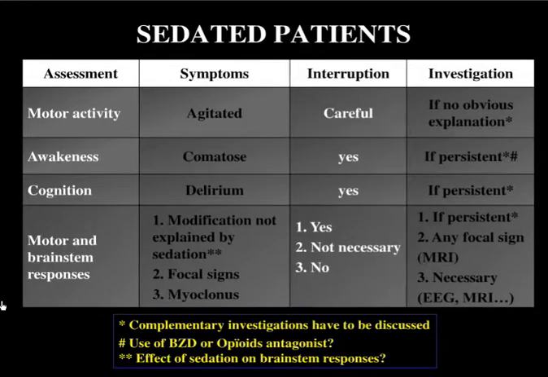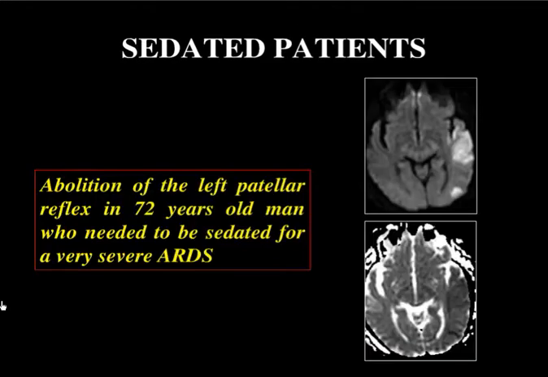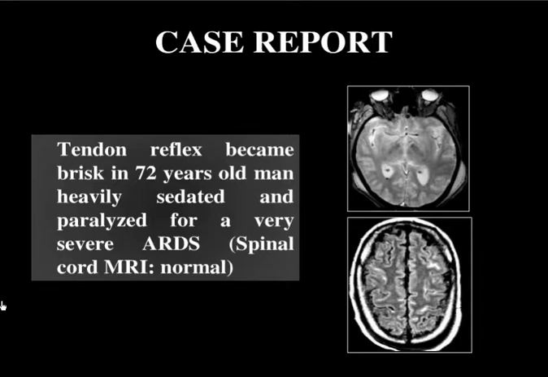I will go through this slide because I'll show you just 3 examples. This is a patient that I showed you this morning, a patient who was sedated for an ARDS. My medical students check the tendon reflexes every day. He came to me and said, oh, there is an abolition of a left reflex. I said, this is not good. This is a focal neurological sign. We did an MRI, we showed a stroke. This is a patient sedated for a very severe ARDS, and then the tendon reflex became very brisk. We did an MRI, hemorrhage. And the patient died. He never woke up.